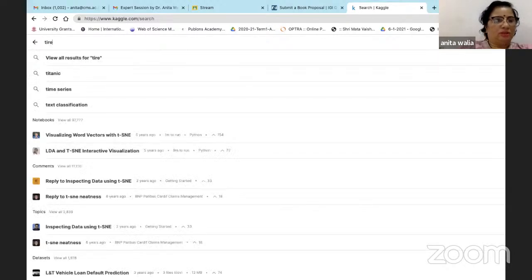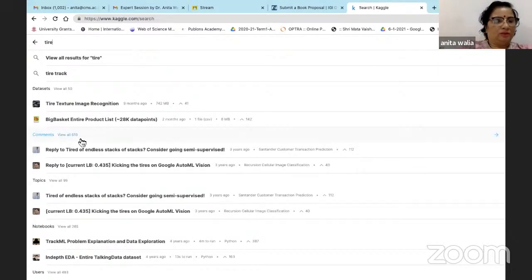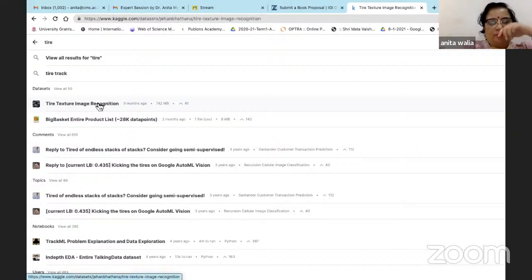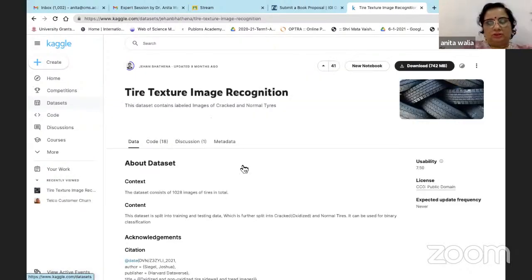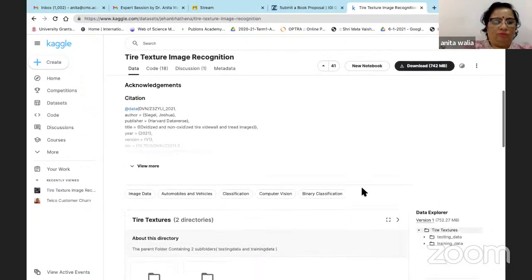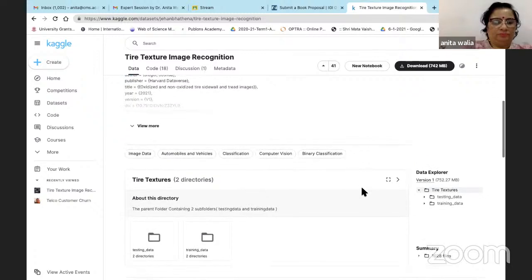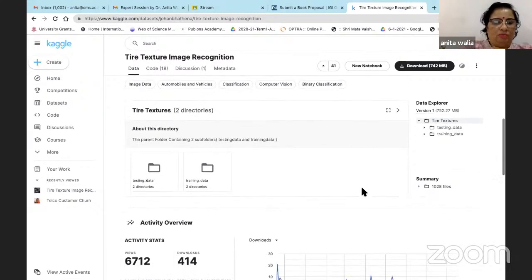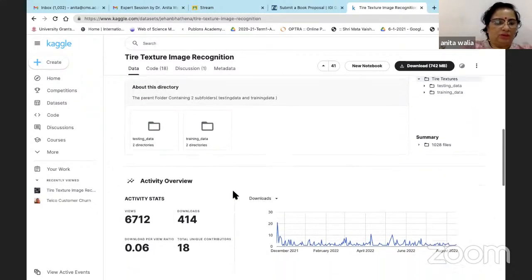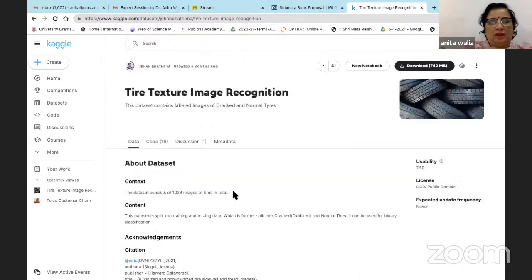Yesterday I was doing this. So, tire texture image recognition. This is the problem which I was telling you. I'll share the link with you. You can see here, you can download all these files, 742 MB. You have a lot of images over there, and you can download. There are two directories, testing data and training data, and you can upload them and do that. So I want you people to do this.